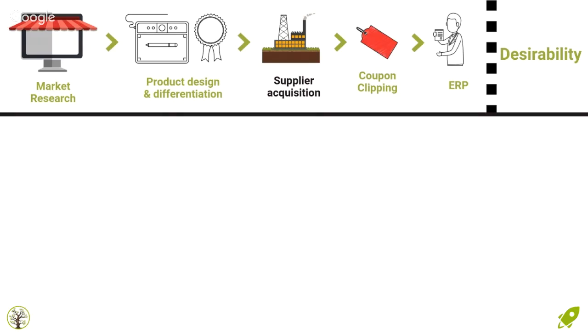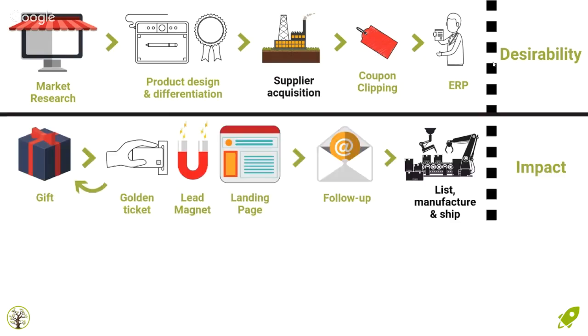So we're going to start with desirability because that's what we would start with when developing a product. And that would go through doing our market research, product design and differentiating, making a better product. Supplier acquisition here is just in black because it's just part of the process. It's kind of showing you where these things would happen in the process. Coupon clippings, extremely important for desirability. And then early reviewer program, also important for our desirability. So that's the first sort of stage that we're going to get into.